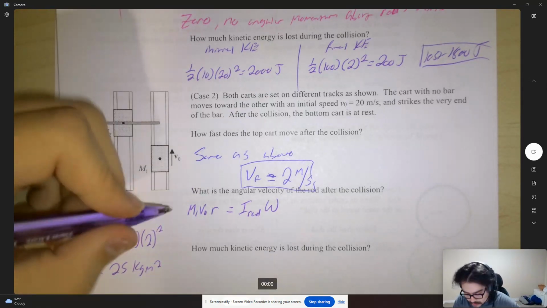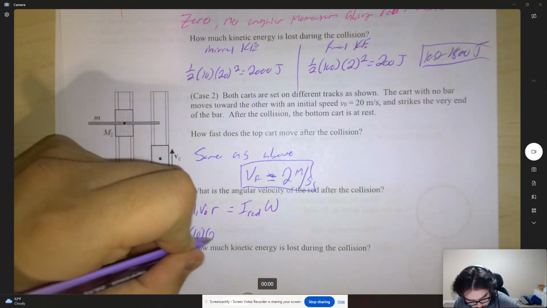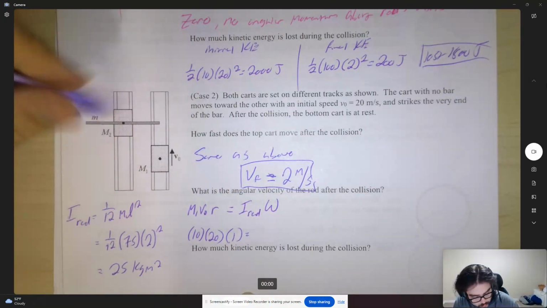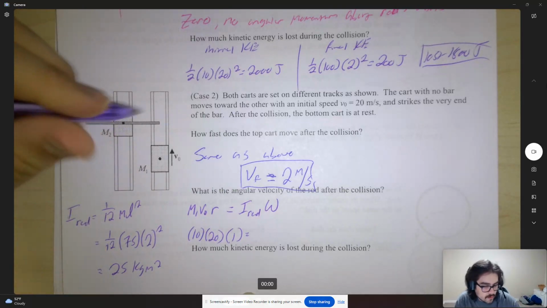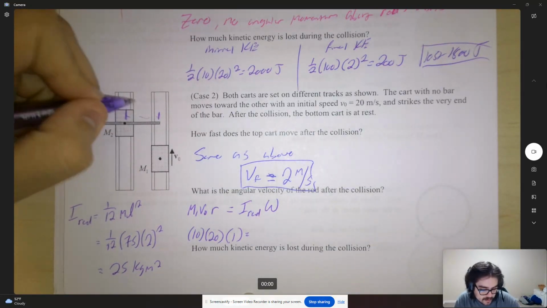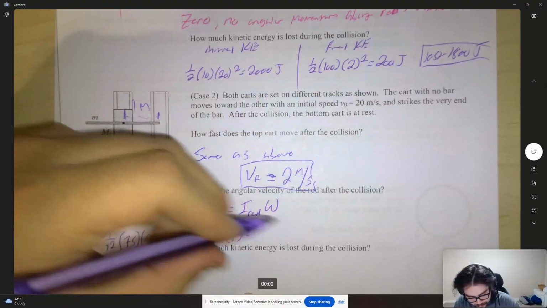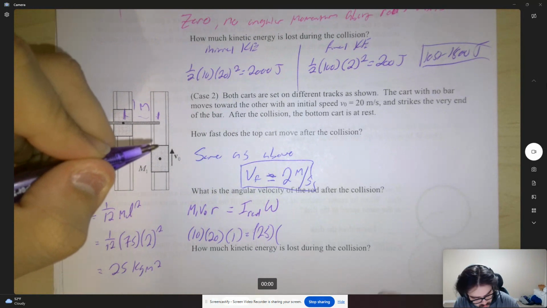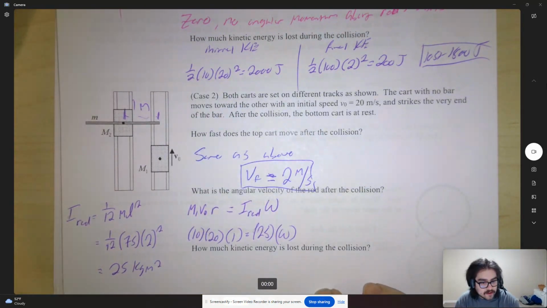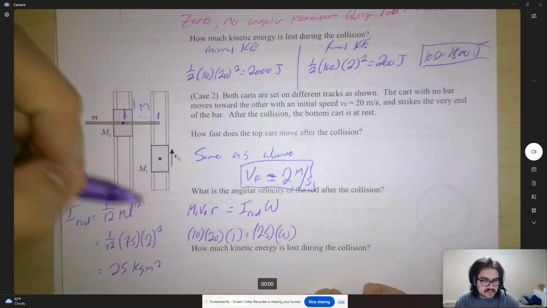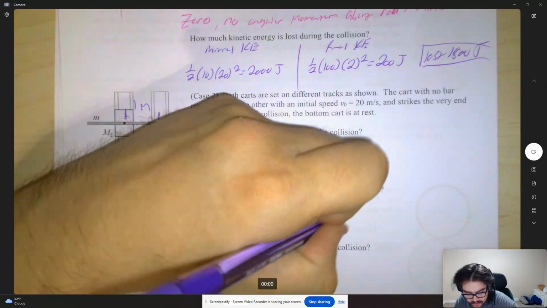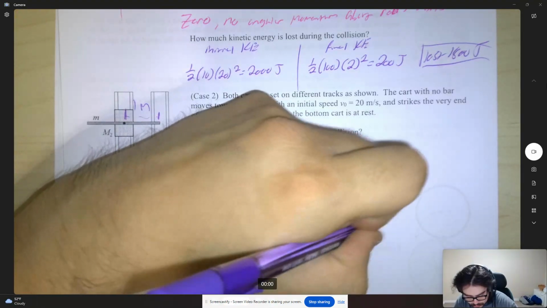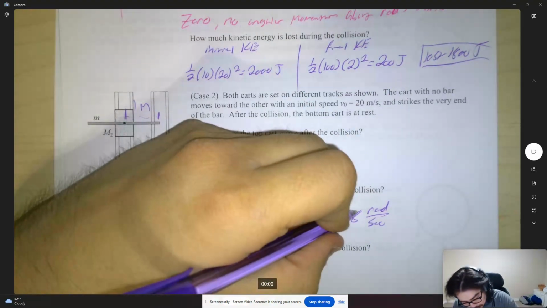So then I'm going to plug all that in. 10, 20. The radius is 1 because it's a 2 meter long rod pivoted about the center, so there's 1 meter right here. The moment of inertia of the rod is 25. Omega we don't know yet, that's what we're trying to figure out. 20 times 10 is 200 divided by 25. You end up getting that omega is equal to 8 radians per second.